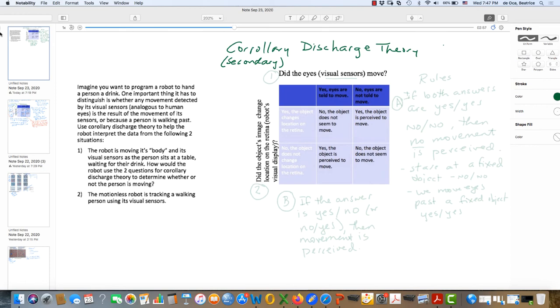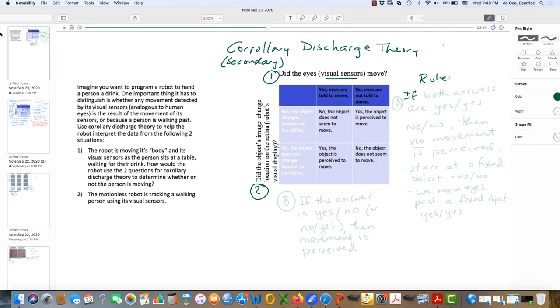And so the brain has two pieces of information that it needs to evaluate, or basically two questions it needs to ask. Number one, did the eyes, or in the case of our robot example, the visual sensors, move? Was there a corollary discharge saying that, hey, the eyes moved? And the other piece of information needed is, did the object's image change location on the retina? And in general, we have a basic rule that we can use.